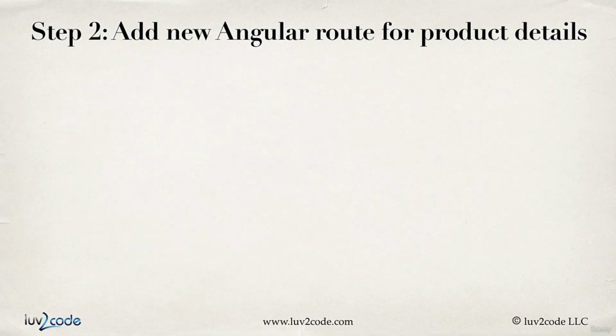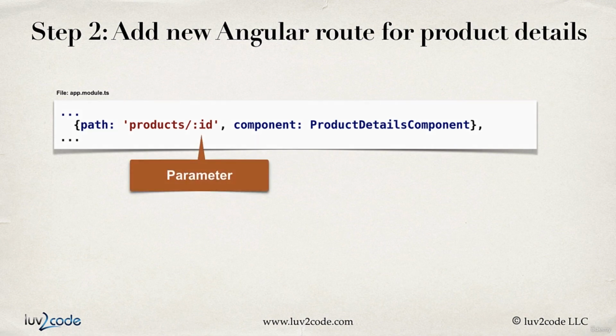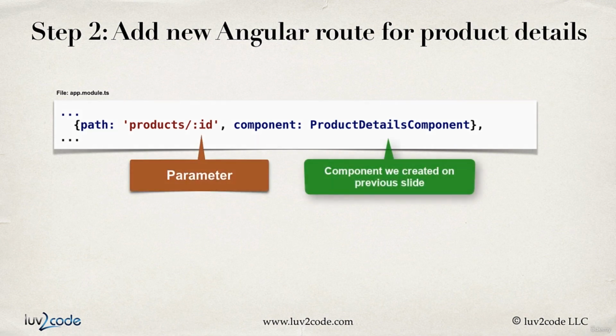And then in step two, we'll add a new Angular route for product details. So in our app.module.ts file, we'll add a new entry here for the route. So we have path products/:id, and then the actual component. So the :id is the parameter, and then the component is the product details component. So this is the actual component that we created on the previous slide.